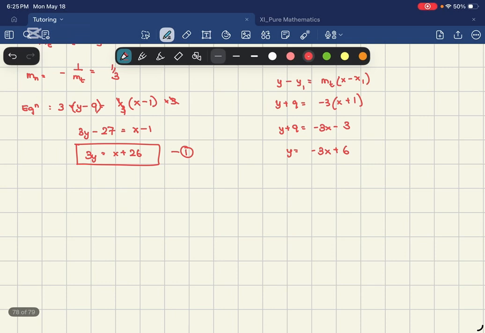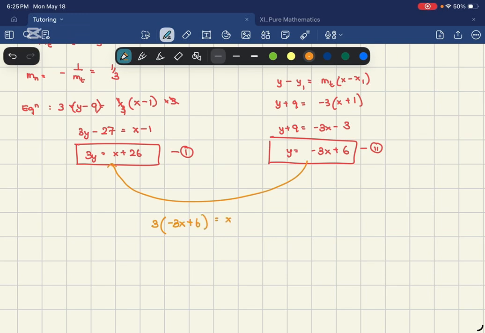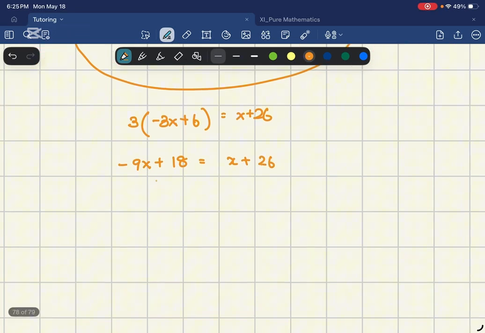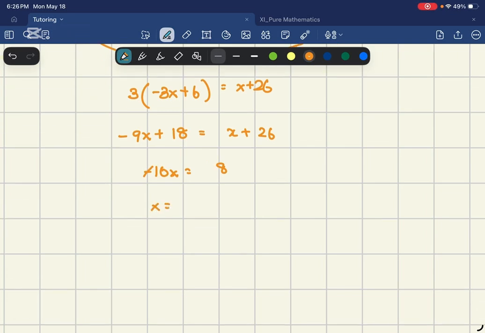All right. So now we have equation 1 and equation 2. And we want to find the point of intersection of these two equations. So I can just substitute the value of y here, right? 3y is minus 3x plus 6 times 3, which is equal to x plus 26. And now we get minus 9x plus 18 is equal to x plus 26. And if you simplify, you are going to get minus 10x is equal to 26 minus 18. That is positive 8, right? So x is 8 divided by negative 10, which is negative 0.8.